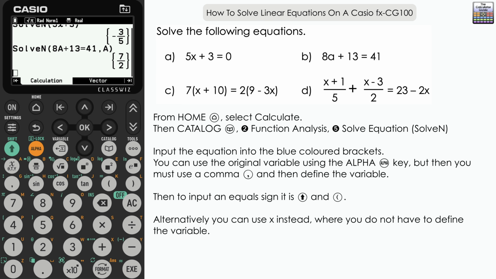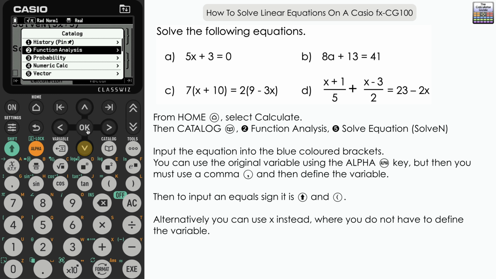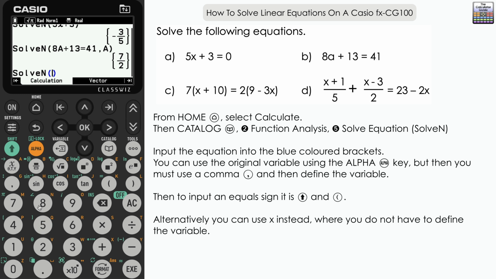The other variation, if I go through that quickly, is that you use x instead of a, and that way you don't have to define the variable. You can just input the equation as it is, and you've got the same answer there. I would argue that the second way is better. The first way there, just in case you felt inclined to use the variable stated in the question.